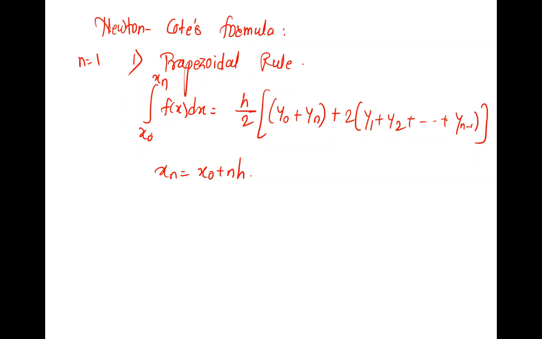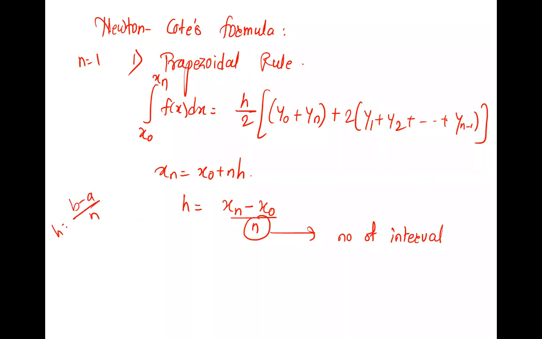Okay, means this interval we are breaking in parts, and from this you are getting the value of h, that is the step size. You can define h from this as xn minus x naught upon n. N is the number of intervals. Or if it is A to B, then we can say h is B minus A upon N. So you have to choose this N.